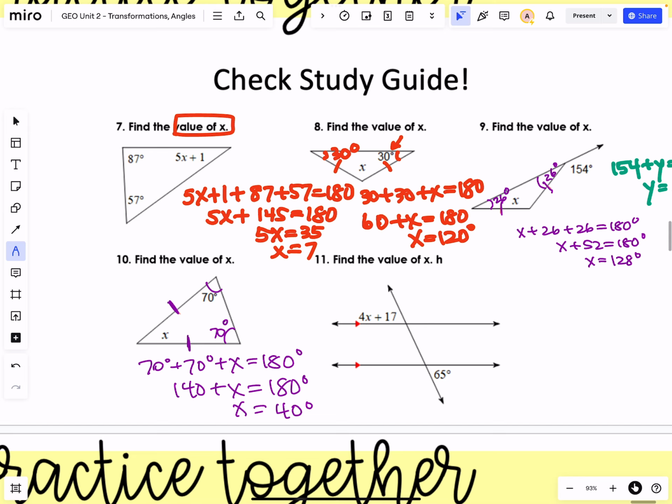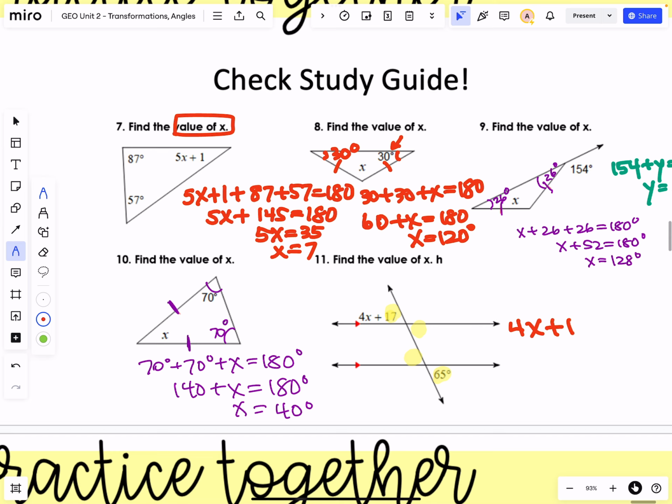For number 11, we're back to two parallel lines cut by a transversal. If you're not sure what to do, color code it. So here are my yellow angles. Oh, and I know right away that the two angles in question are both yellow. That means they're equal. Let's set them equal to each other.